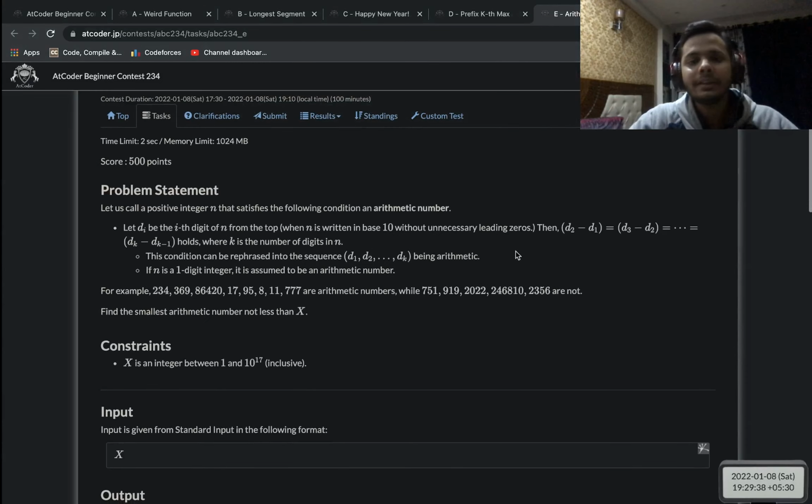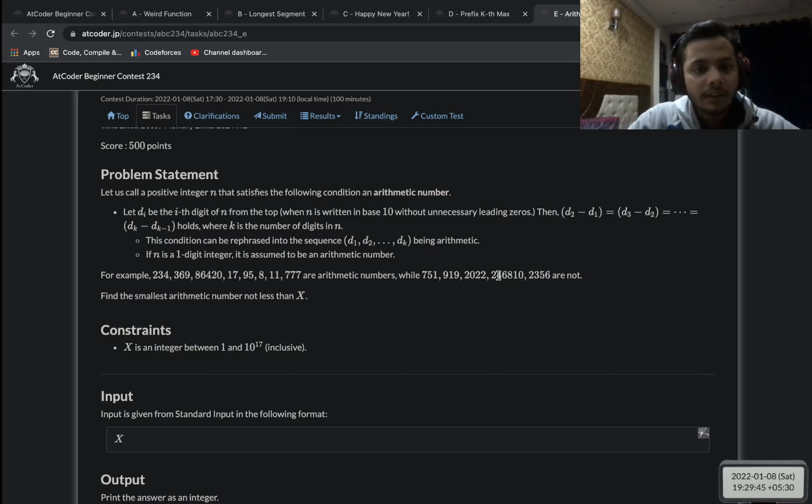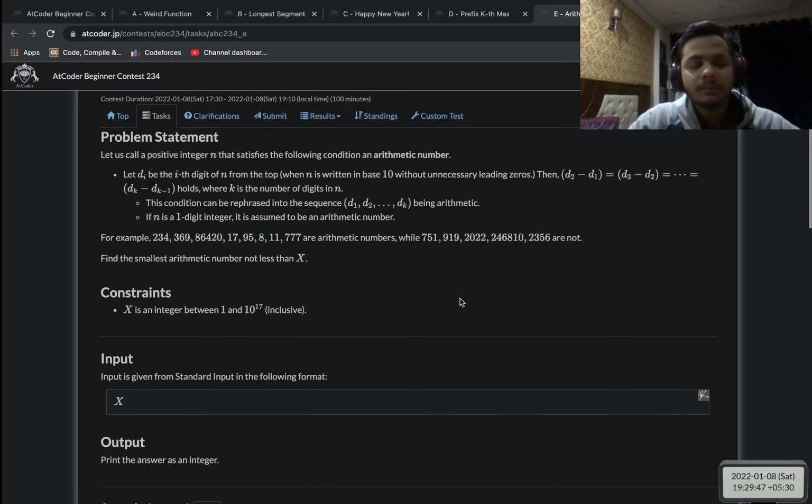Again, I would like to say that this problem was a bit easier than a typical AtCoder Beginner Contest problem E, which are generally really hard. So let's see what this problem is saying. Let's call a positive integer n that satisfies the following conditions an arithmetic number. Let d_i be the ith digit of n from the top, where n is written in base 10 without leading zeros. Then d2 minus d1 is equal to d3 minus d2, and so on up till dk minus d(k-1), where k is the number of digits in n.